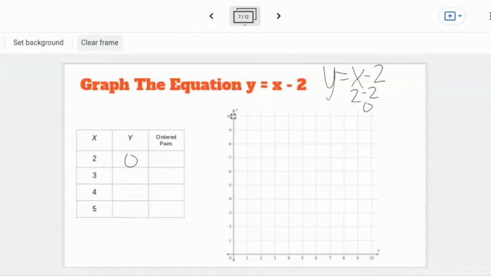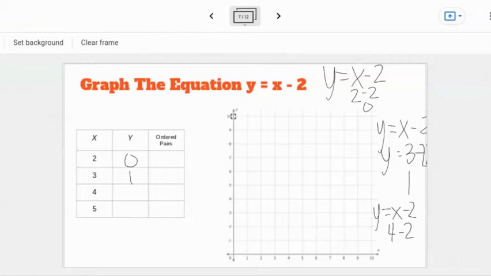Okay, the next one, y equals x minus 2. This time, x is 3. 3 minus 2, oops, sorry, it's cutting off, is 1. So this is a 1. Okay, I'm going to plug in my next one. y equals x minus 2, and x is 4. 4 minus 2 is 2. Plug in a 2. Last one, y equals x minus 2. x is 5. 5 minus 2 is 3.